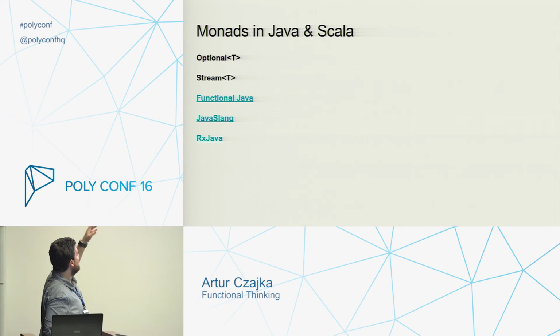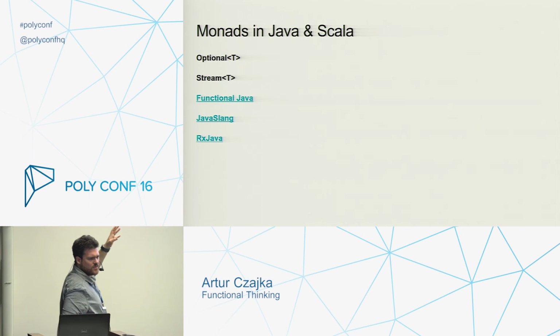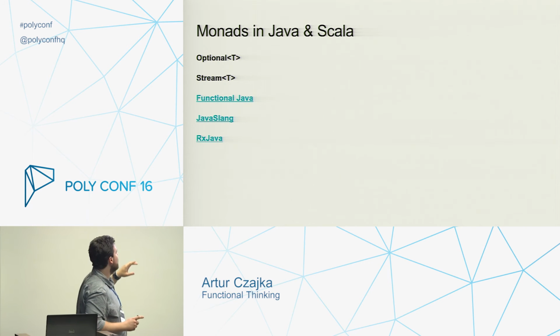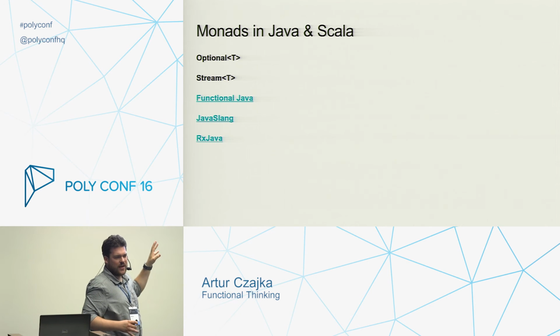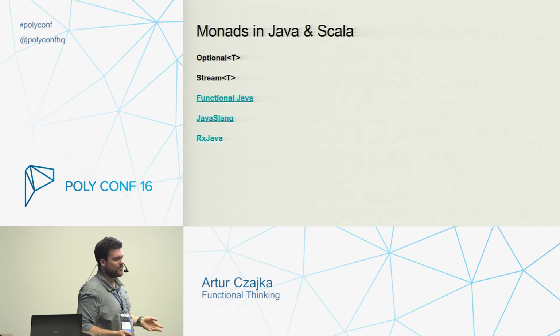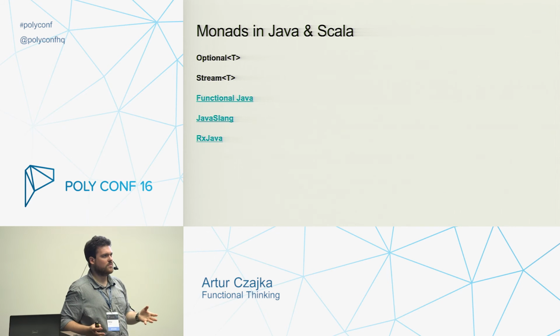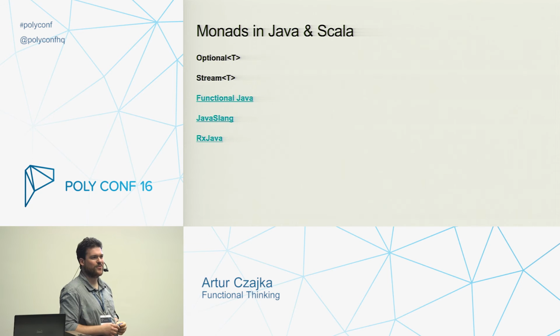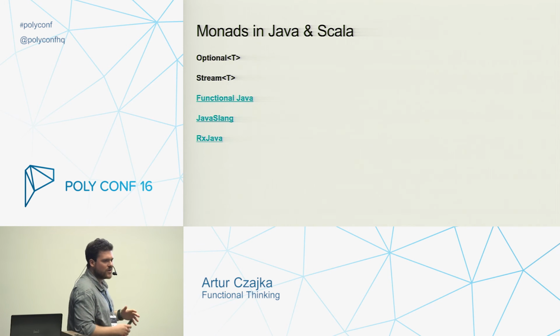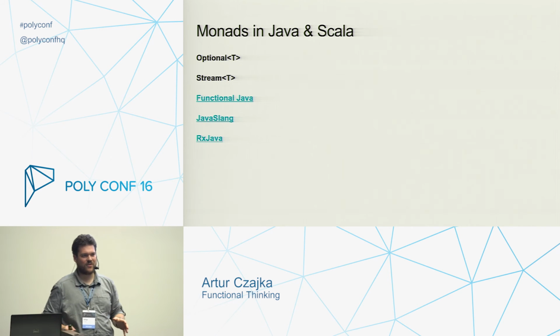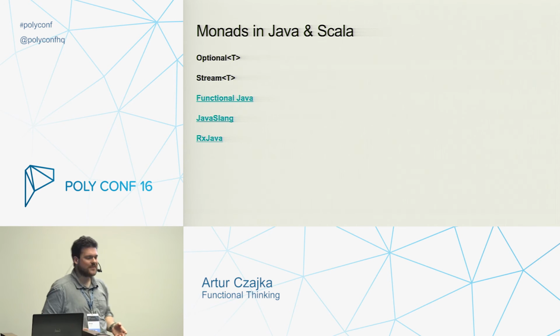So you have Functional Java, you have Javaslang. Those two I didn't use, but I did use RxJava. And if you didn't, then believe me, if you do anything remotely associated with concurrency or asynchronicity, then use RxJava. It will change your life forever and will make it easier.